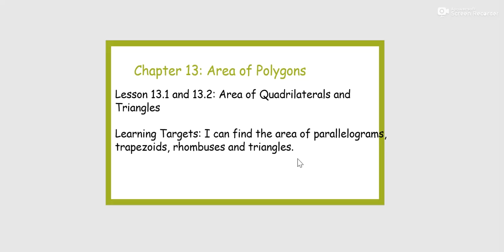So today we're going to start talking about geometry. And I know some of you said you wanted to learn more about geometry. So today we're going to start talking about areas of polygons. So polygons is a fancy word to talk about shapes. And we will be talking about quadrilaterals and triangles today. So the different shapes we are going to be working with today are parallelograms, trapezoids, rhombuses, and triangles.